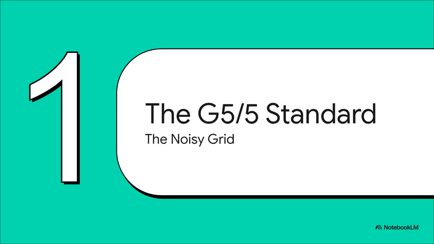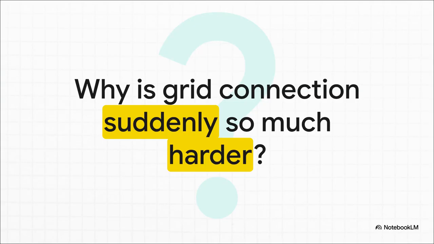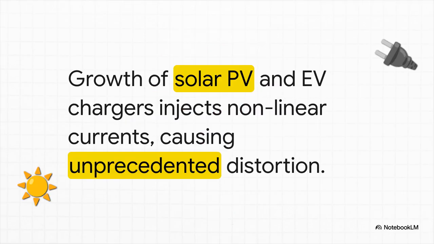All right, let's dive right into Section 1, the G5/5 harmonic standard, or as we like to call it, the noisy grid. So, why is grid connection suddenly so much harder? Seriously, if you're a project developer or consultant, you've definitely felt the pain of these recent regulations. You've probably found yourself wondering, what exactly caused this massive shift? Why are projects that would have been totally rubber-stamped just 5 years ago suddenly requiring these massive analytical reports and super expensive mitigation hardware? Well, the real kicker here is that our amazing new green technologies, they are incredibly noisy.